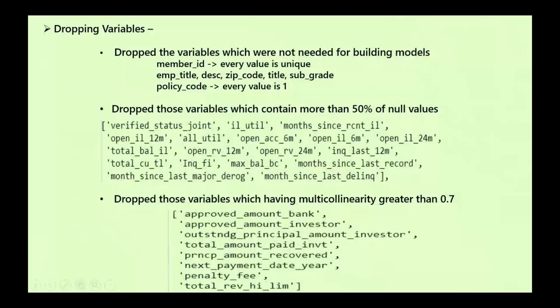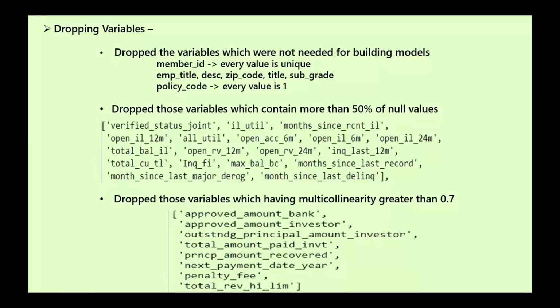After this, we have dropped the variables. Here we have three categories where we dropped variables. The first contains those variables which are not needed for building models, like member ID and policy code. Member ID, where every value is unique, so it is not needed for building models. Policy code, where every value is one, so it is not needed. And more variables like employee title, description, zip code, and so on.